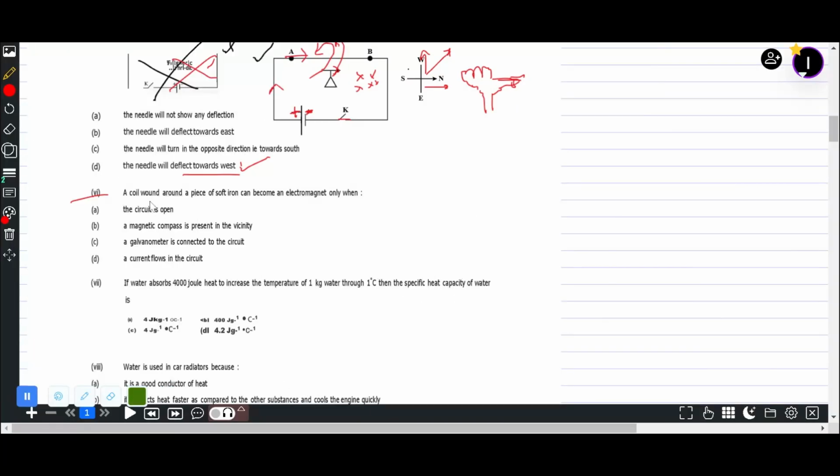Question number 6. A coil wound around a piece of soft iron can become an electromagnet. When? When the circuit is open, no, because when the circuit is open, there is no current, so there is no magnetic field. It really doesn't matter whether you have a piece of soft iron or not. So this is the coil, and there is a piece of soft iron inside, connected to a circuit like this. A magnetic field happens only when a current flows in the circuit. When the current flows, a temporary magnetic field is created because of the flow of current in the coil. The piece of soft iron that you insert inside the coil is actually to increase the magnetic field.